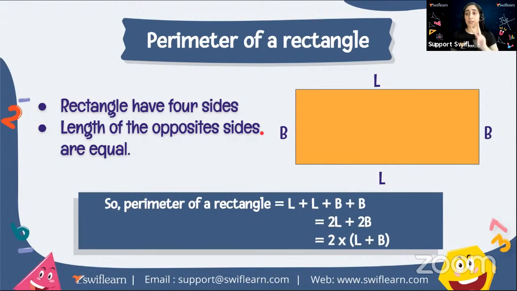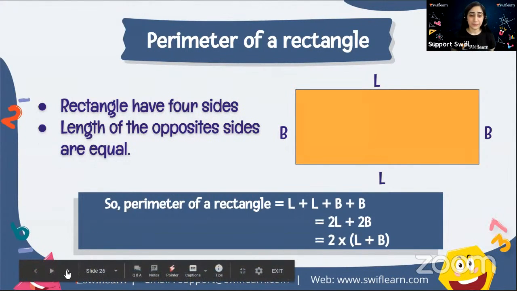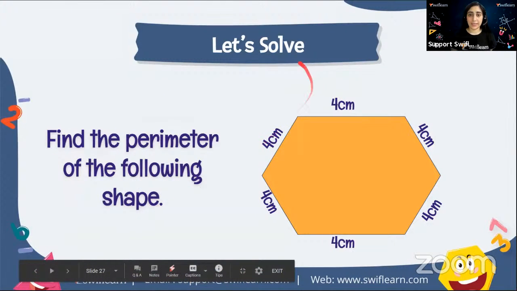Okay, so we have done two formulas. One is the perimeter of a square, which says that we have to multiply 4 into the sides. Second is the perimeter of a rectangle, which says we have to multiply 2 by the sum of length and breadth. That's it. Okay, now let's solve this.